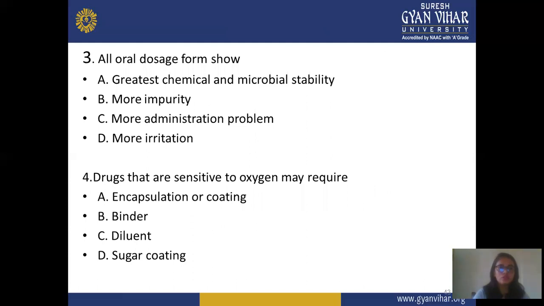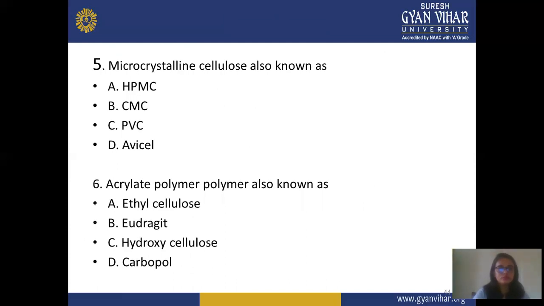In the third question, all oral solid dosage forms show greatest chemical and microbiological stability. B is more impurity, C is more administrative problem, D is more irritation. And the fourth question: drugs that are sensitive to oxygen may require A, encapsulation or coating, then binder, maybe diluent, and then sugar coating. Next, fifth question is microcrystalline cellulose, also known as A HPMC, B is CMC, C option is PVC, and D option is Avicel.